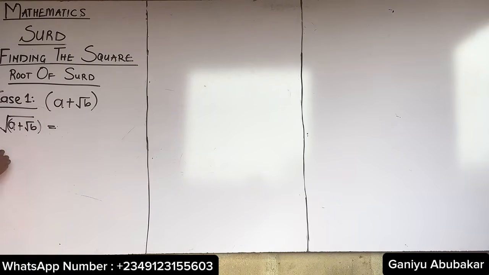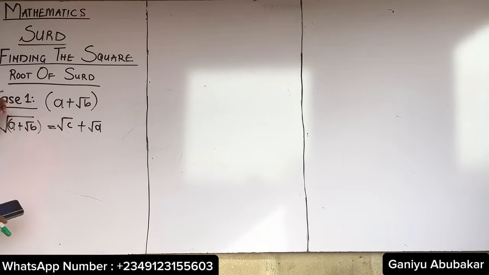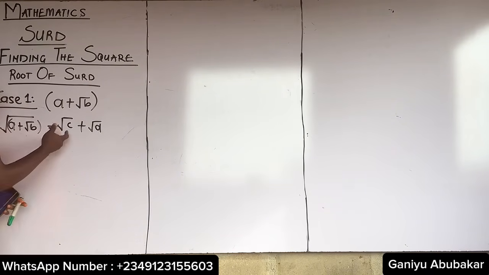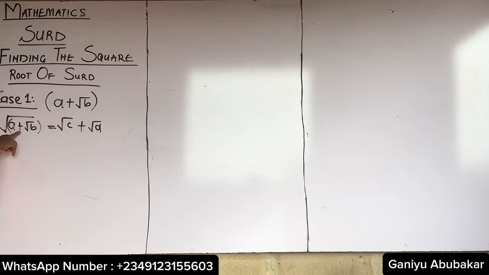To find the square root here, the task is quite simple. I will equate it to root c plus root d. The square root of this expression is equal to, and your task now is to add any alphabet of your choice, root c plus root d. You can use anything, just root something plus root something. Why is it plus here? Because I'm having plus here.